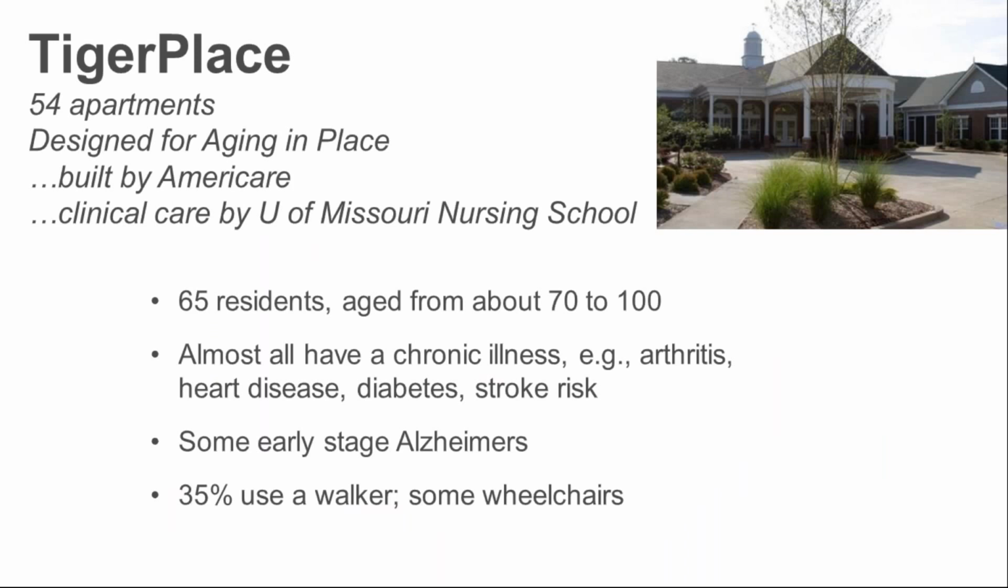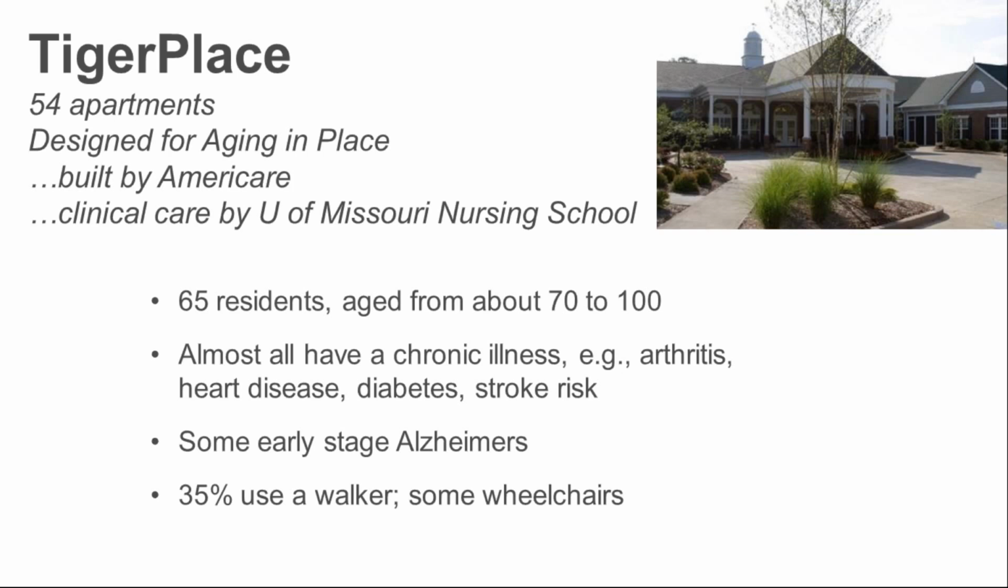Right now we're working with an independent living facility that's operated and owned by Eldercare, a large organization in the United States that provides services. I work at the University of Missouri School of Nursing, and we have a relationship with Eldercare. They have a facility called Tiger Place in Columbia, Missouri, that has 54 apartments and just about 65 residents. It fluctuates a little bit, but the residents are ages 70 to 100 with multiple chronic illnesses, some early stage dementia, and Alzheimer's disease, and most of them use some sort of walker or wheelchair.